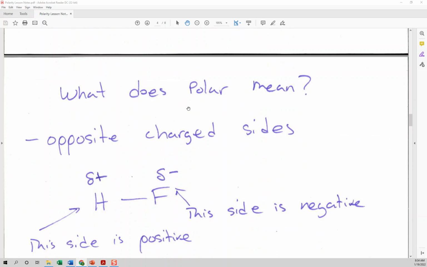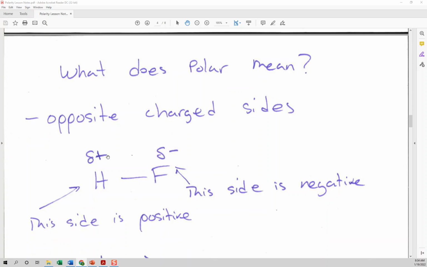So again, what does polar mean? You have oppositely charged sides to the bond. So this little symbol right here just means partial. So this side of the bond has a partial negative charge, and this side of the bond has a partial positive, okay? Now, how do you look at a polar bond and know which side's negative and which side's positive?